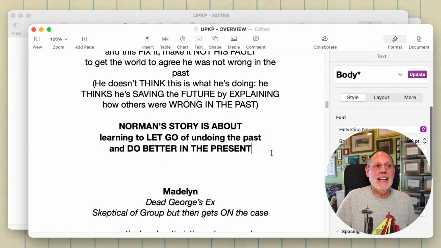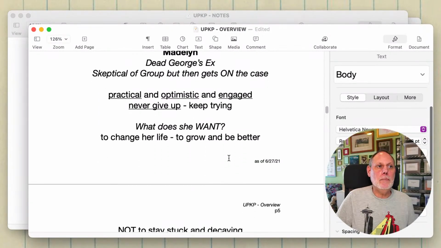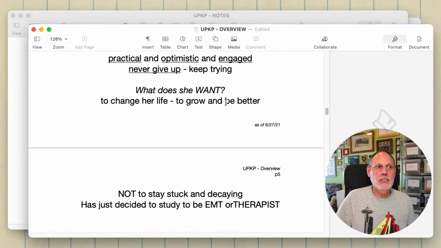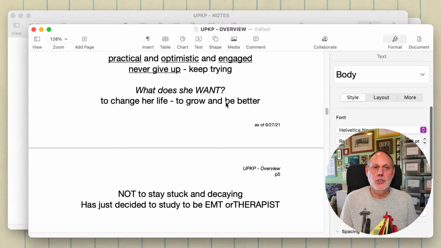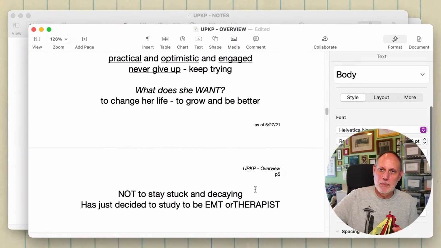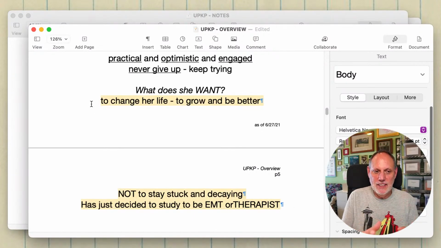And the cool thing about that is that it relates very well to what Madeline wants, which I realized is to change her life, to not stay stuck and decaying and aging in fear, to go out and try and grow and be better. And that is the sort of thing that definitely will lead to her forcing Norman to give up on what he wants. And that is a sense of the story. Now I have a sense this story is going to play out over episodes, but this is what it's about.